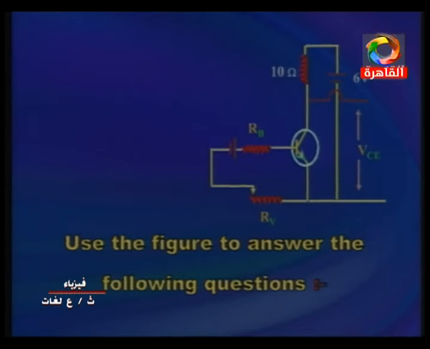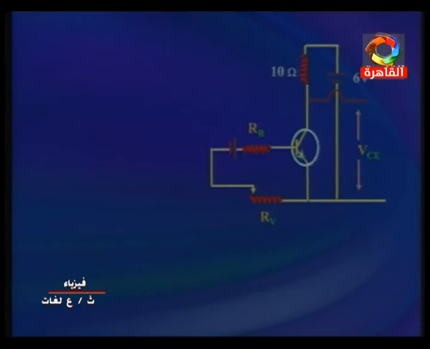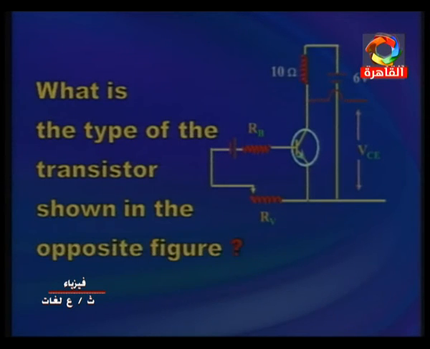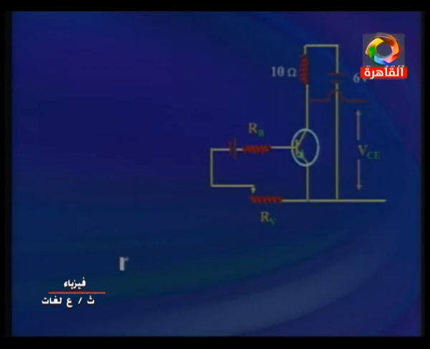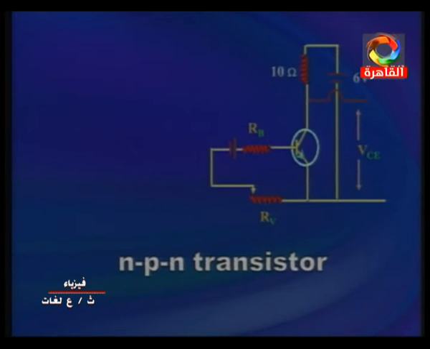Another important question. It is actually a very important question. Please pay attention to this question and the direction of the current shown on the figure. Use the figure to answer the following questions. What is the type of the transistor shown in the opposite figure? You'll be able to recognize the type from the direction of the current. Actually, it is an NPN transistor.